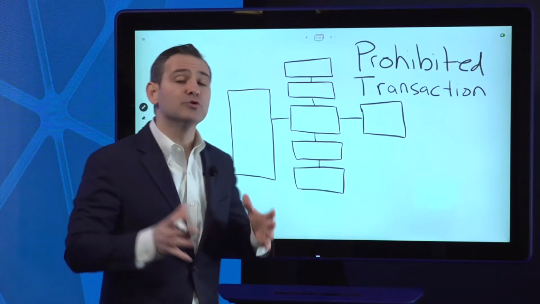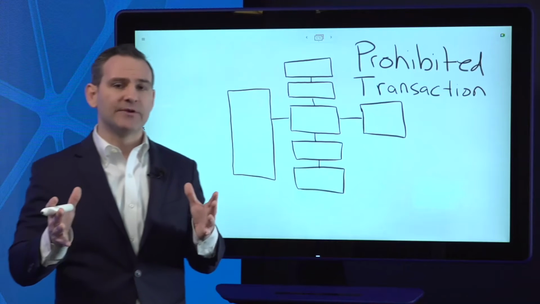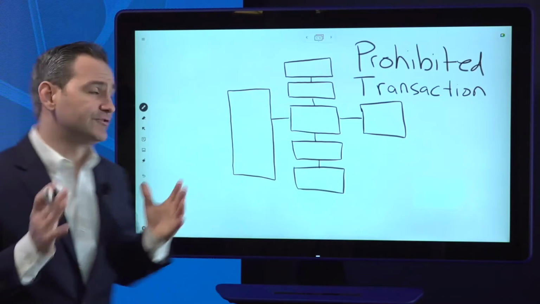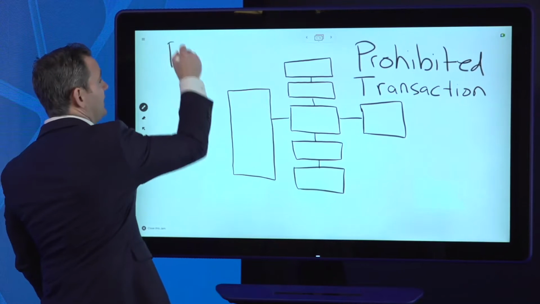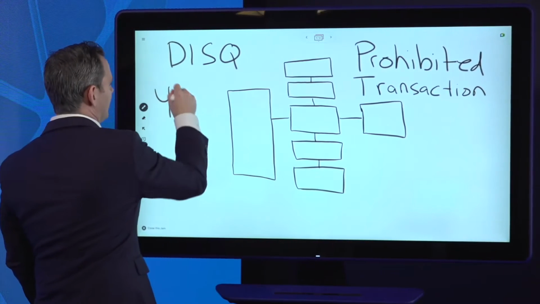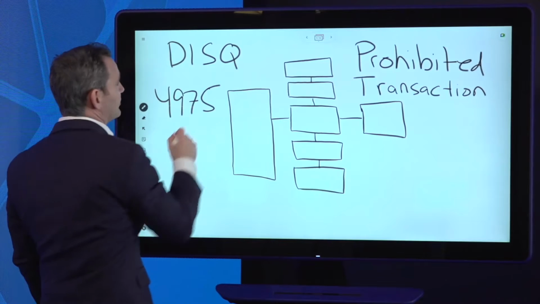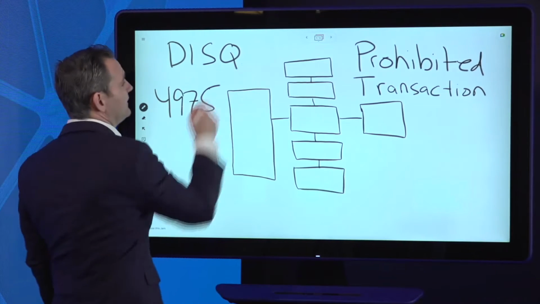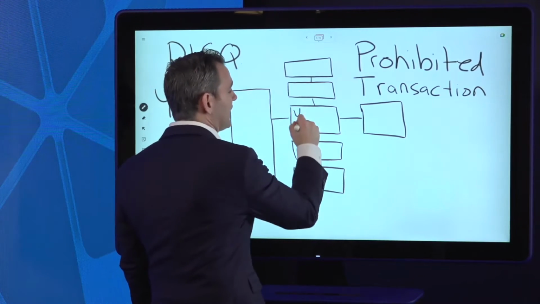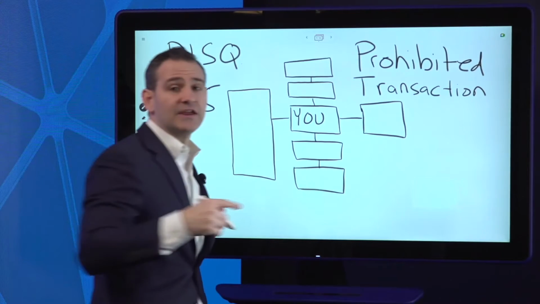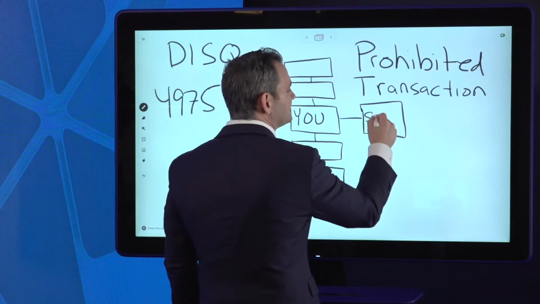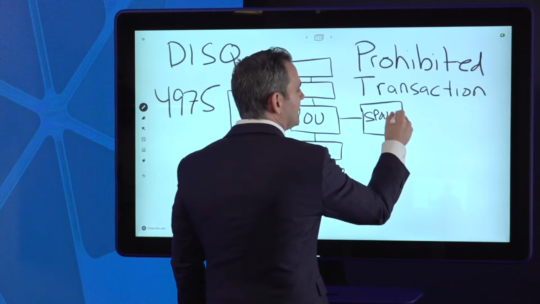So first, what you have to understand about prohibited transactions is who are disqualified persons to your IRA. Under Internal Revenue Code 4975, there are what are called disqualified persons to your IRA. Disqualified persons to your IRA would include you. You're the, I think, number one disqualified person to your IRA. Your spouse is a disqualified person to your IRA.